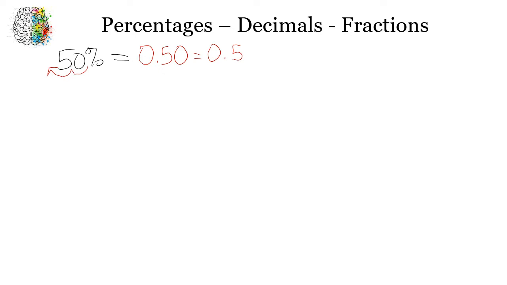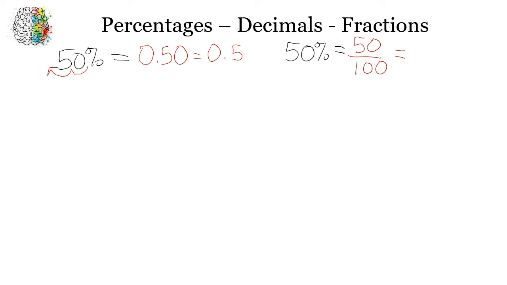So now let's say they give us the same percentage of 50%, but this time they want us to convert it to a fraction. So whenever we're going to convert a percentage to a fraction, we're going to take the whole number that's in front of the percentage sign and then divide it by 100. So 50 over 100 is the fraction form of 50%.